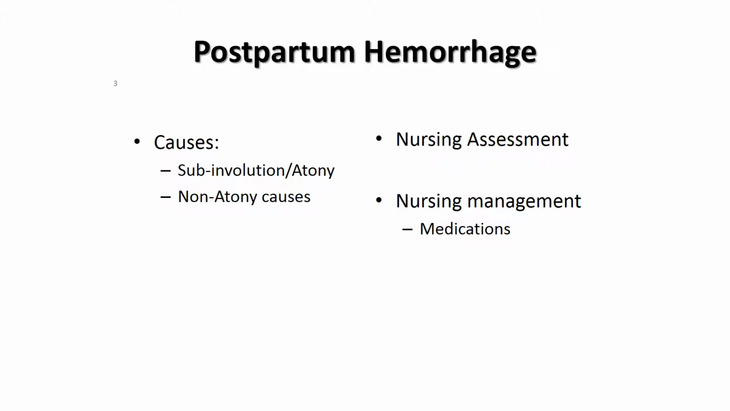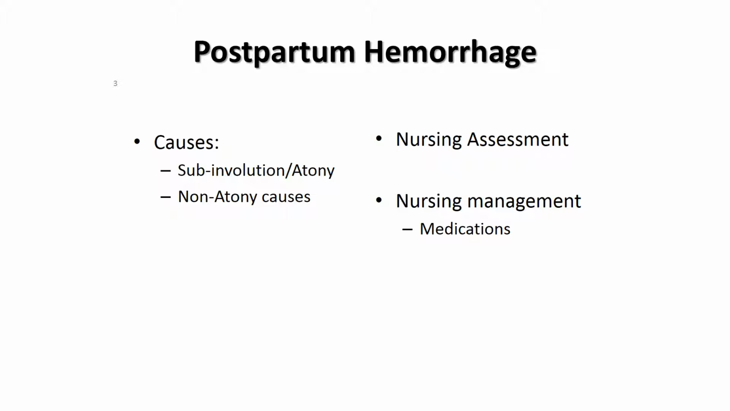Subinvolution, which is actually the lack of the uterus contracting back down to its normal pre-pregnancy size due to atony. Atony is, as the word says, without tone. So a couple of things can attribute to atony, but the second type is also a non-atony cause for hemorrhage, and we'll be talking about those a little bit later. Right now, I'd like to talk to you about atony.